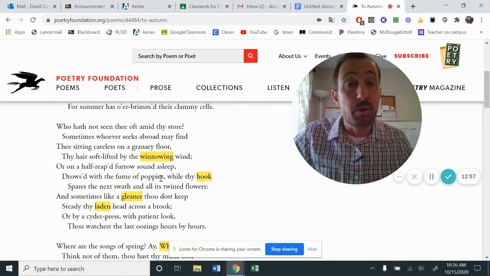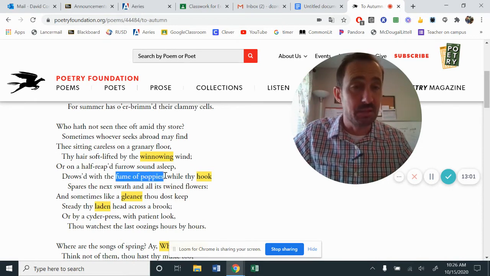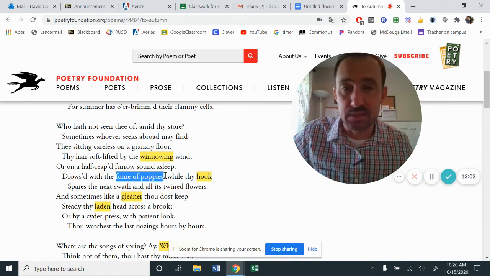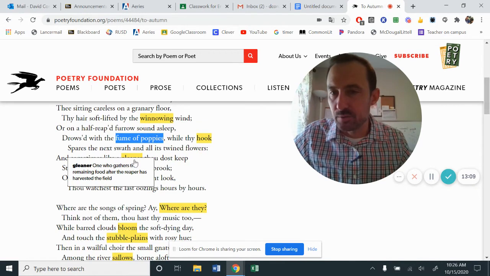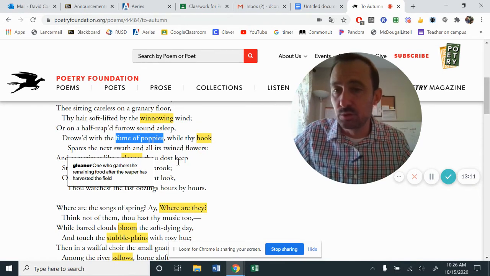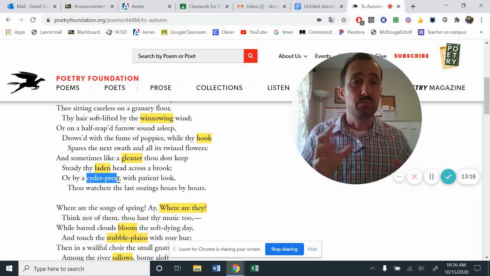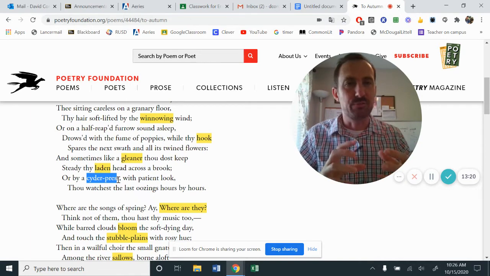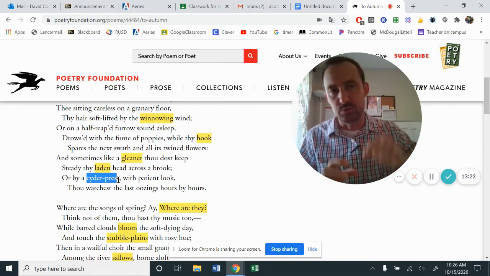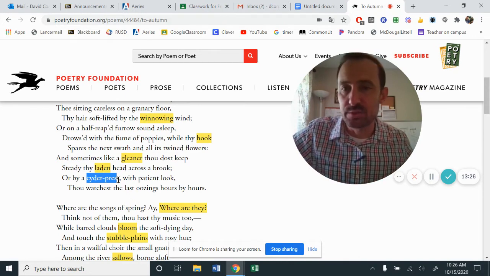Drowsed with the fume of poppies. So that right there would be imagery, the smell of poppies, the perfume that's given off by these flowers. Okay, the twined flowers, and sometimes like a gleaner here means one who gathers remaining food. Okay, is kept. The cider press. That's where you would make apple juice or apple cider. You would take the apples or whatever fruit you're using and grind them down. You'd press them down to get all of the juice out.